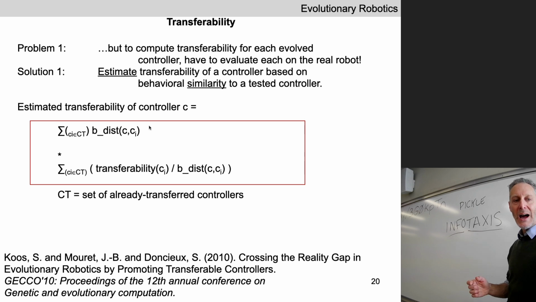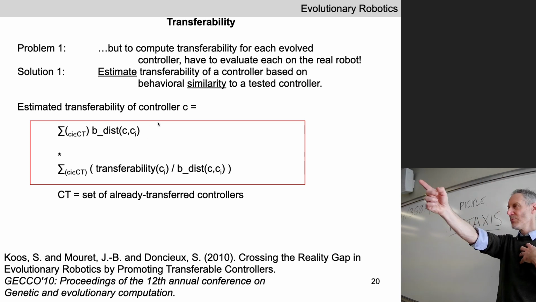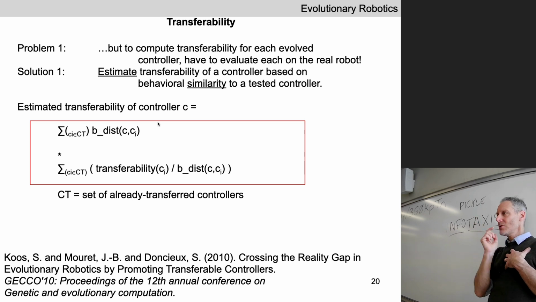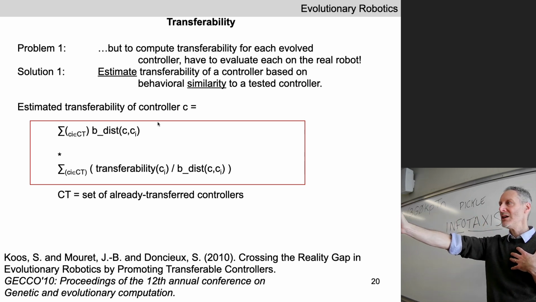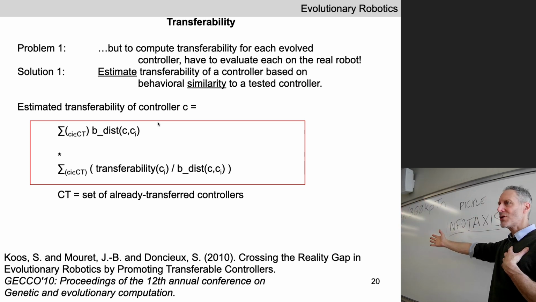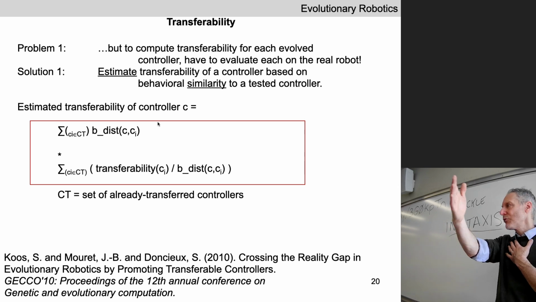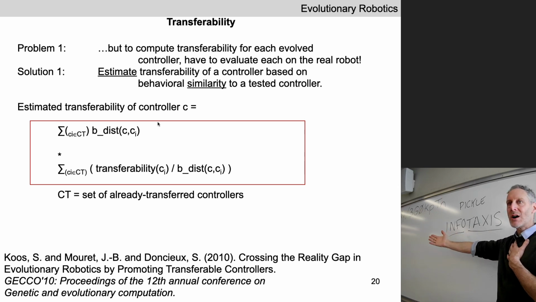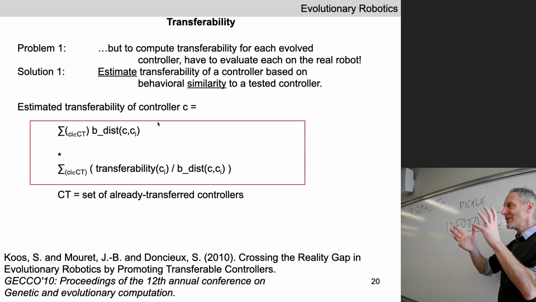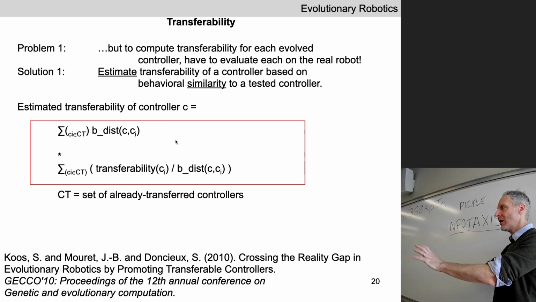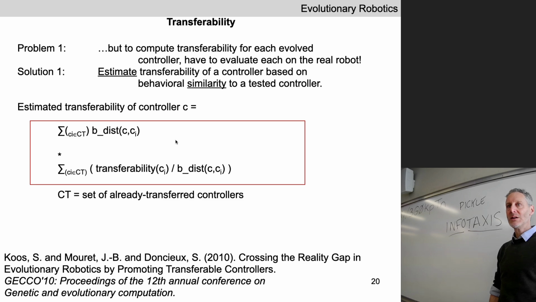So I, as controller C, am looking at all the other controllers that have been transferred. I look to see how close or how far they are from me, and I look at how well they all transferred, and I estimate my transferability based on that. I'm guessing that my transferability is going to be the average transferability of everything that's crossed the gap. But I'm going to modulate that average. I'm going to weight that average based on how close or how far controllers are from me.